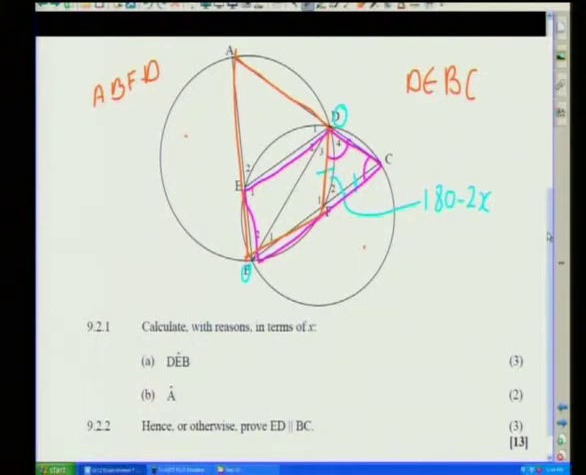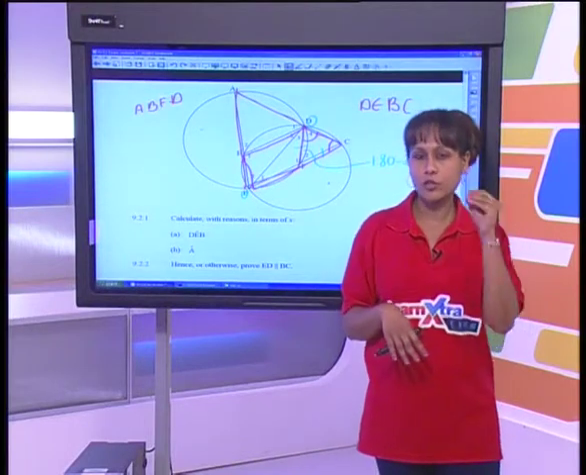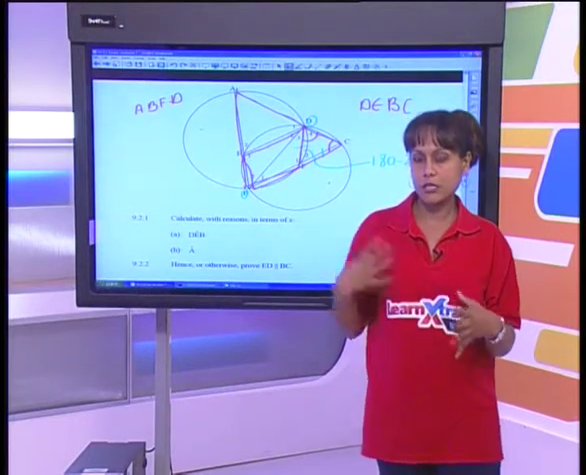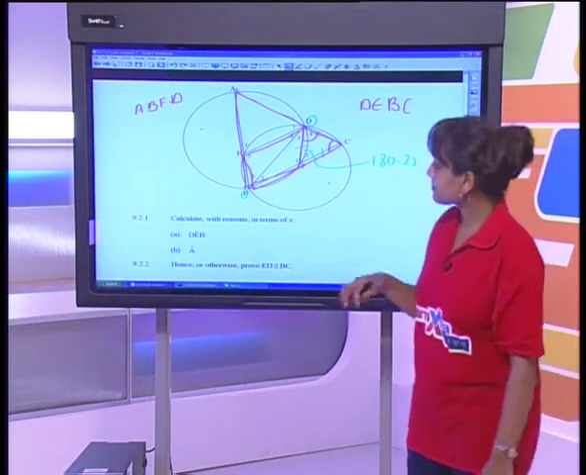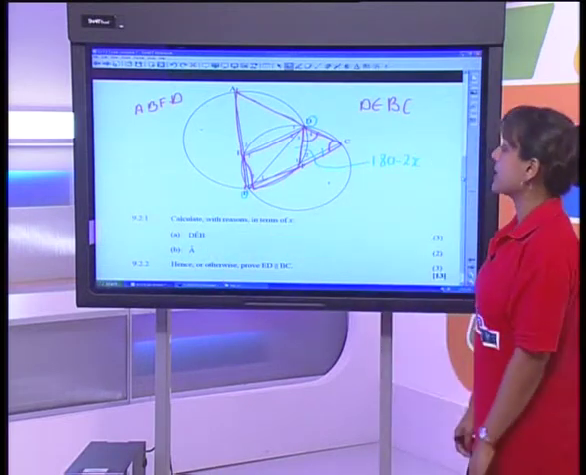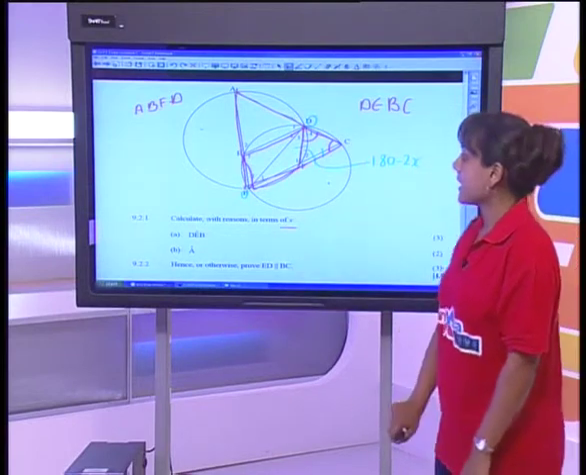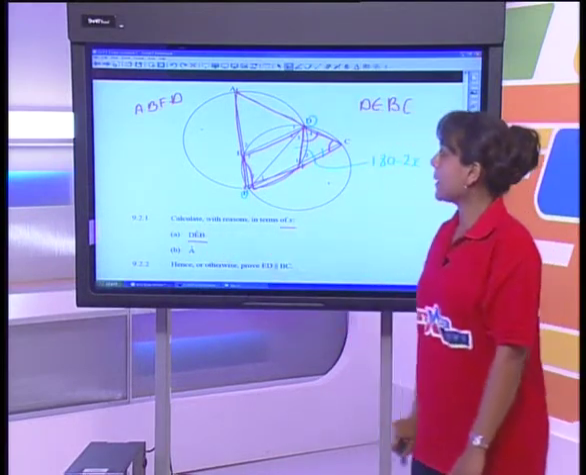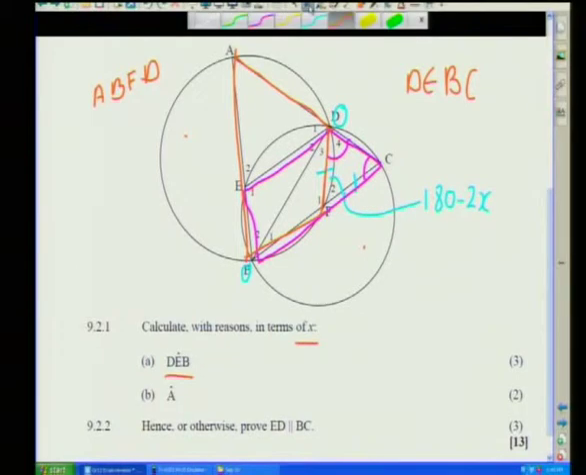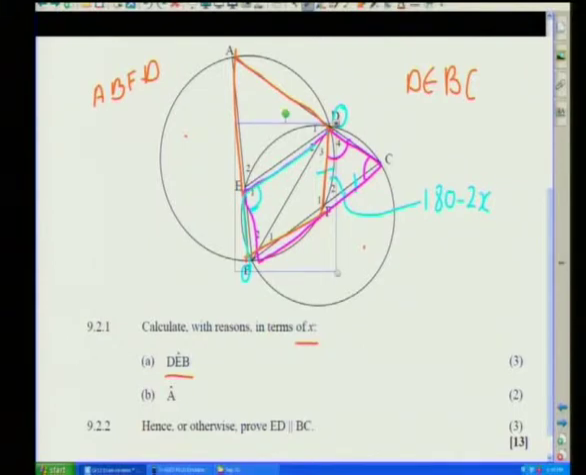Let's look at the first question. Now that we've identified a few cyclic quads and we've got an angle given, let's look at the first question to see if what we've written down so far can help us. They say calculate with reasons, in terms of x, angle DEB. So if we're going for angle DEB, that's this one here. That's going to be angle E1, so that's really the one they want us to work out.